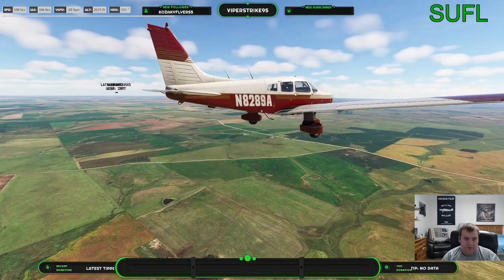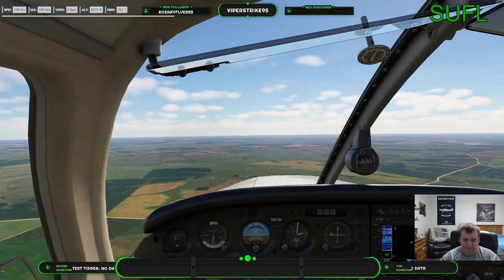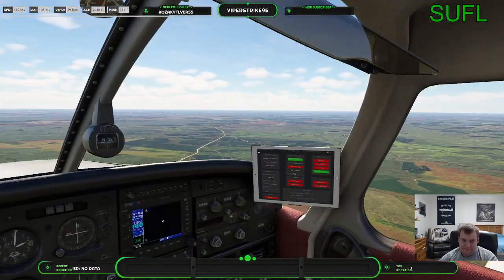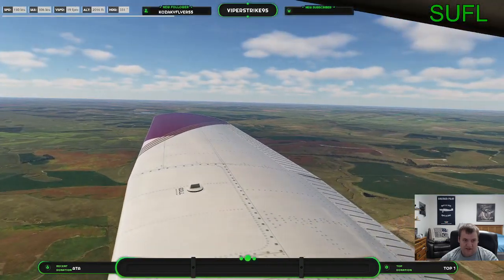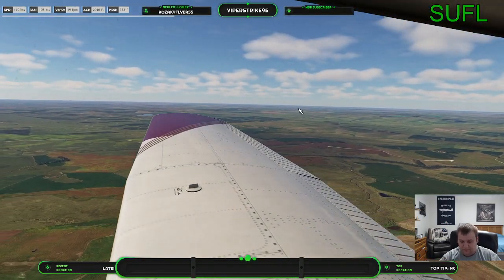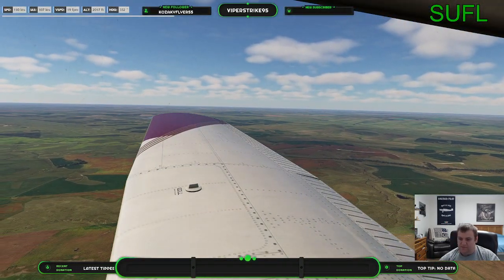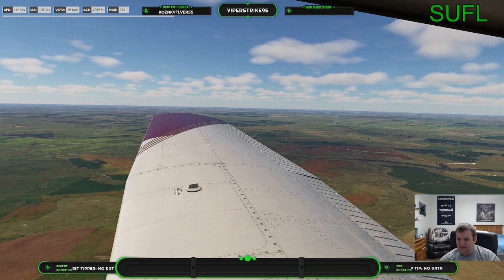Yeah, beautiful plane though. I do like this plane a lot. Very, very nice little GA aircraft as well.